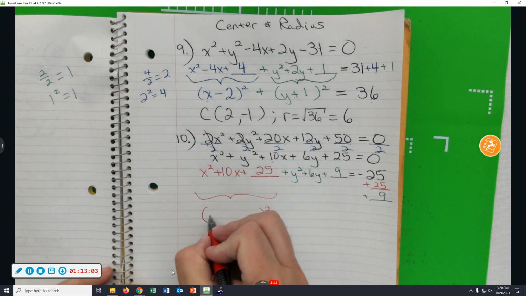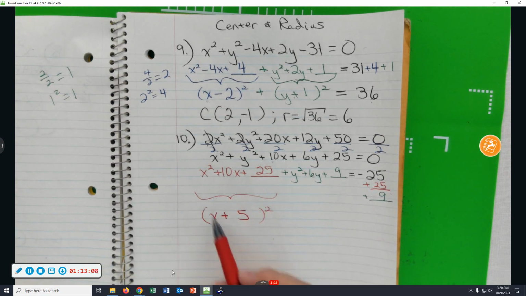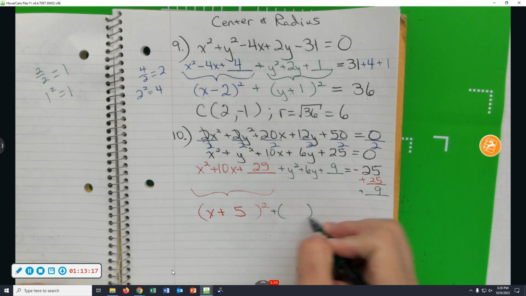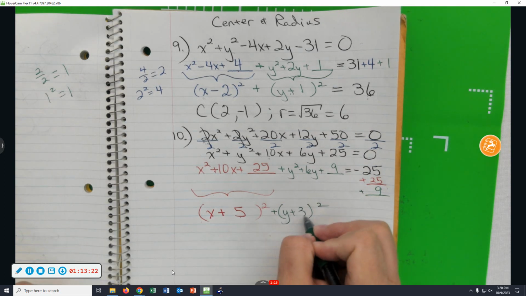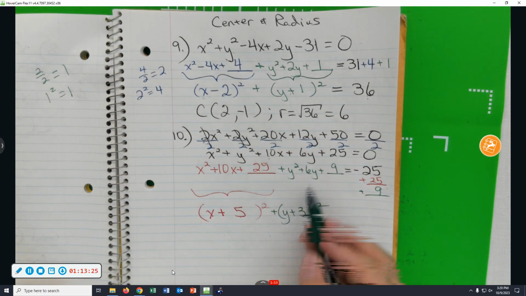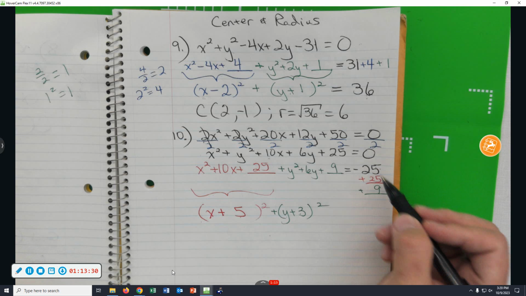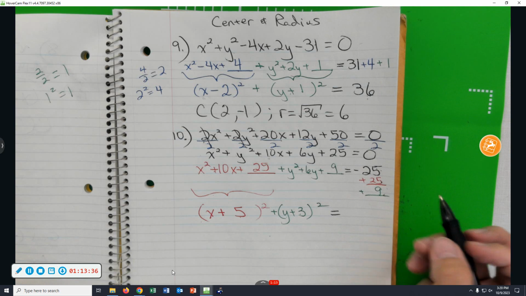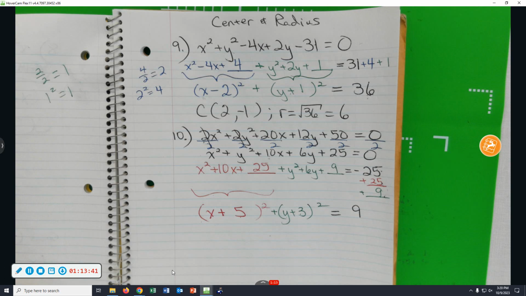What did you say? X sine half of 10. I agree. Variable sine half of that number. X plus 5 squared plus y plus 3. I agree. Variable sine half of that number. What have we got on the right hand side? Negative 25 plus 25 plus 9. That works out nicely. Yeah, negative 25 plus 25 is 0 plus 9. Gives me a constant of 9.